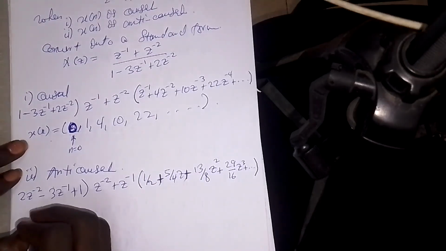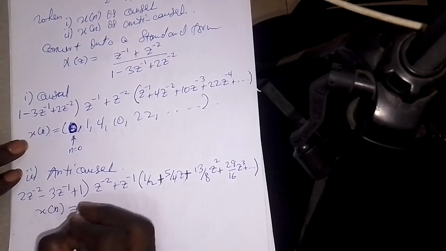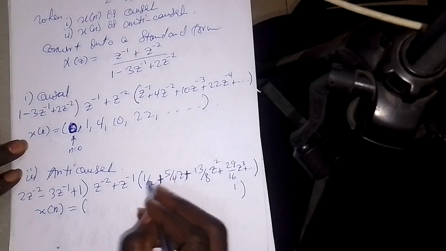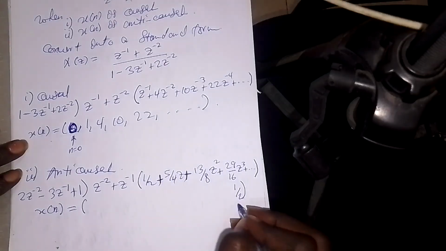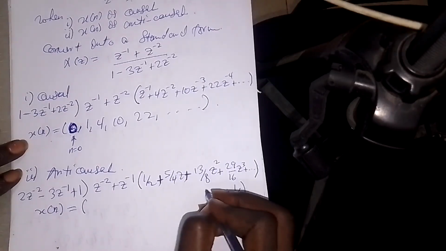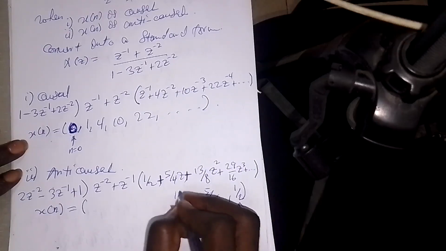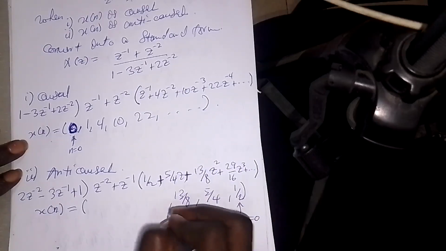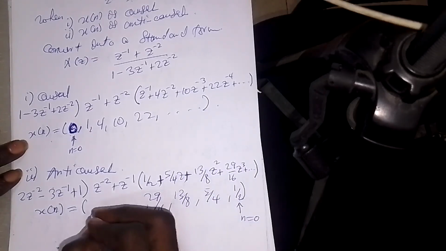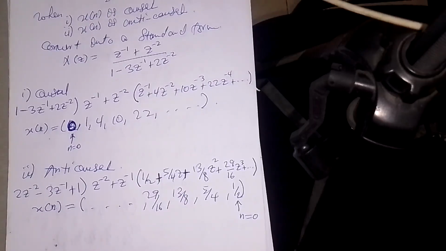Now you can just write your x of n. Here you have 1 over 2, which is n equals 0, and then you have 5 over 4, then 13 over 8, then 29 over 16, up to infinity. So this is how you can actually solve this one.